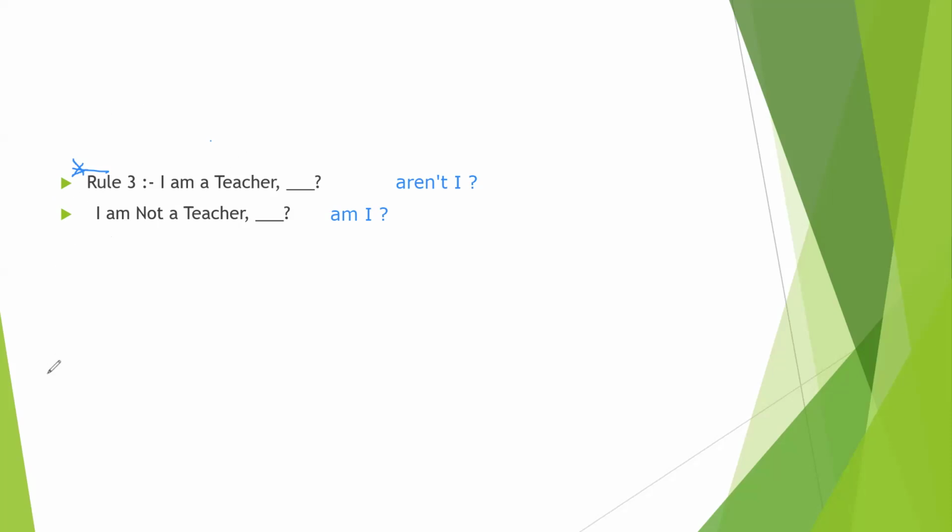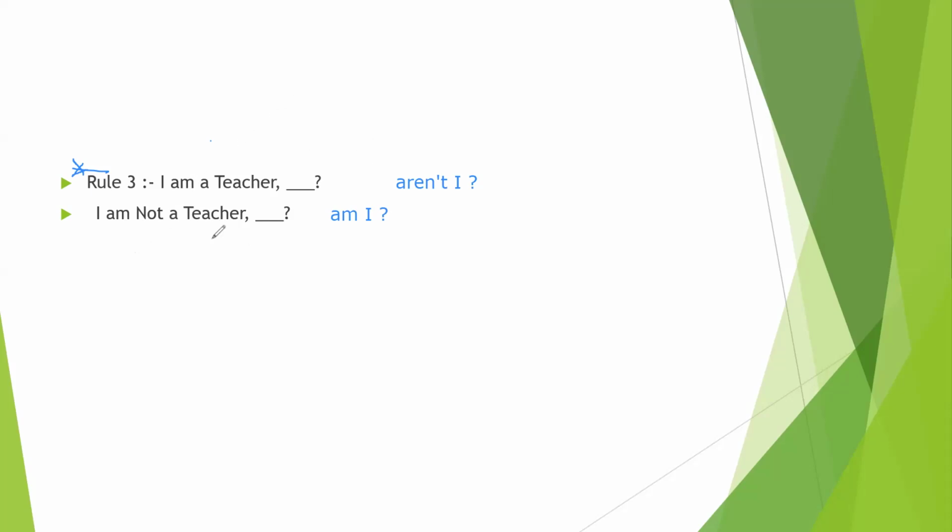This is the question tags. Let's understand. If there is a positive statement and it contains the helping verb am, the question tag becomes aren't I. If the statement is negative and contains the helping verb am, then it gives am I only, not are I, only am I.